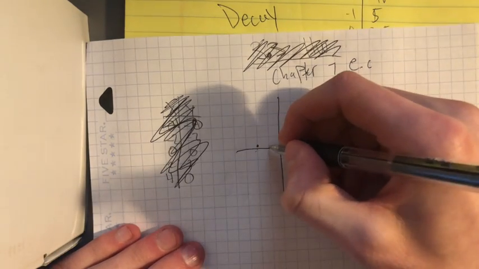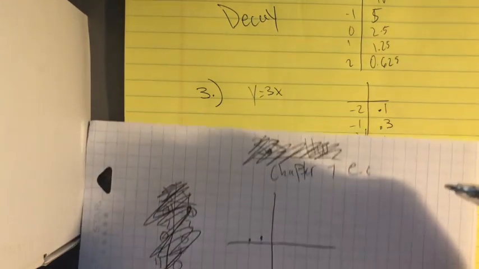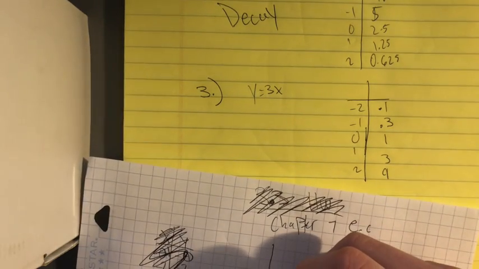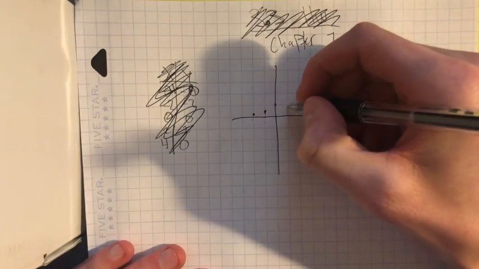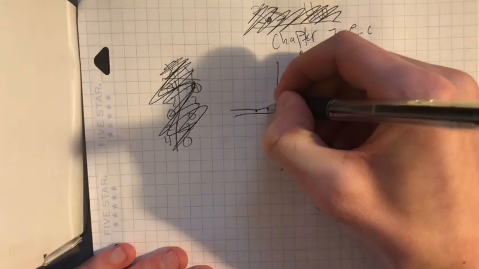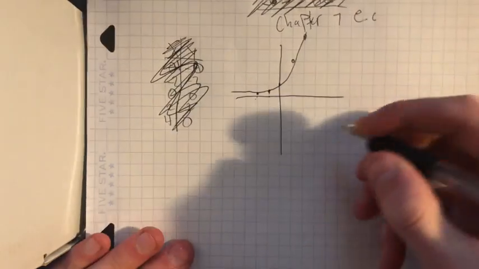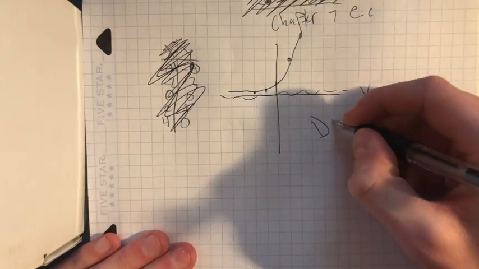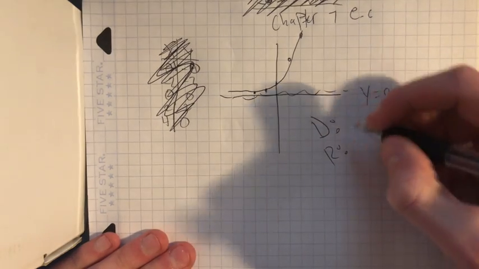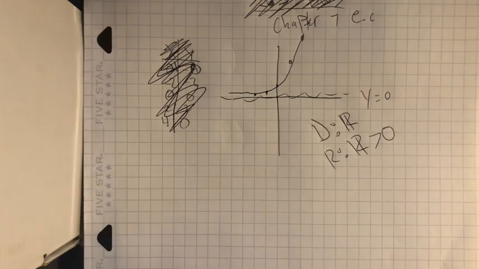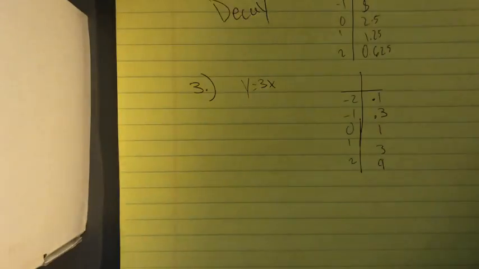Okay, our table was -2, 1/9; -1, 1/3; 0, 1; 1, 3; and 2, 9. Obviously, we've got exponential growth here with an asymptote of 0. So domain and range. Domain is going to be all real numbers, and range is all real numbers greater than 0. Okay, on to the next one.